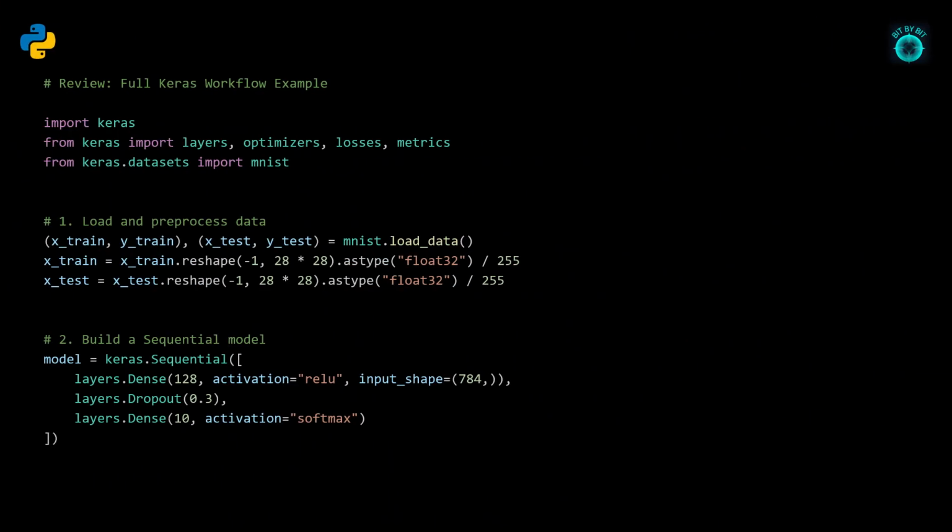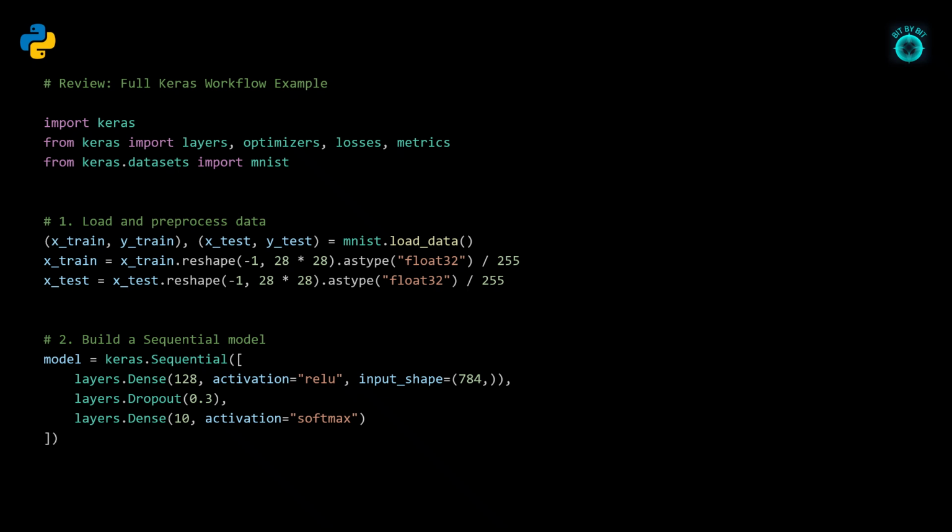Let's review everything we've learned in this chapter with one complete example. We start by importing Keras, layers, optimizers, losses, and metrics, the main building blocks of every project. Then we load the MNIST dataset of handwritten digits. Each image is 28 by 28 pixels, so we reshape and normalize them to values between 0 and 1 for better training. Next, we build a sequential model.